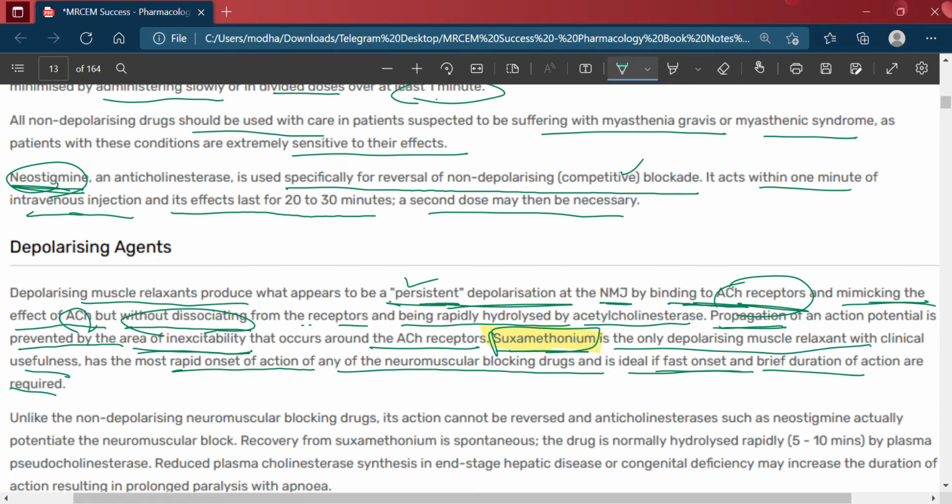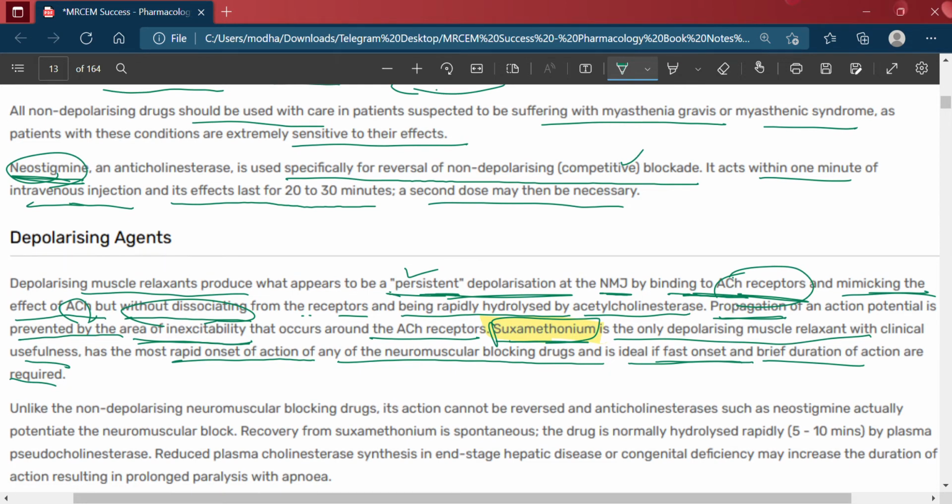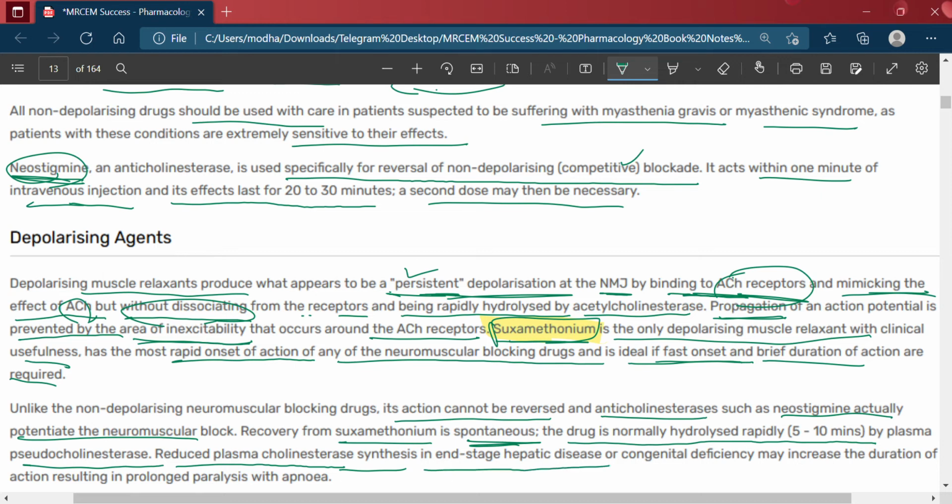Unlike the non-depolarizing neuromuscular blocking drugs, its action cannot be reversed, and anticholinesterases such as neostigmine actually potentiate the neuromuscular block. Recovery from succinylcholine is spontaneous. The drug is normally hydrolyzed rapidly, in 5 to 10 minutes, by plasma pseudocholinesterase. Reduced cholinesterase synthesis in end-stage hepatic disease or congenital deficiency may increase the duration of action, resulting in prolonged paralysis with apnea.